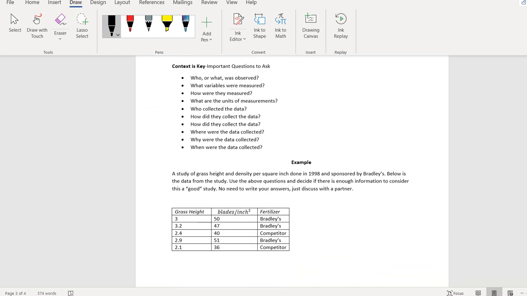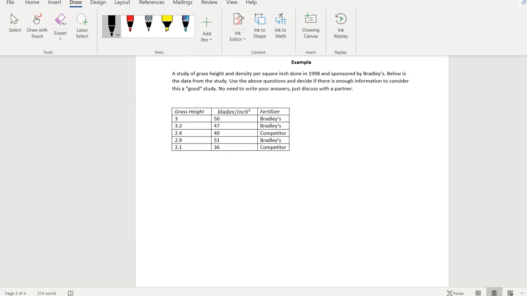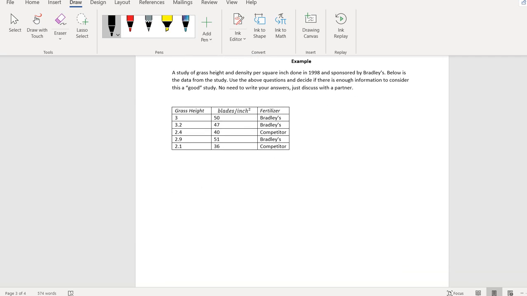Now, here are some important questions to ask whenever you're observing something. Remember, context is key. One of the things we want to know is who or what was observed, what variables were measured, how did they measure them, what units did they use, who collected the data, how did they collect it, where were they collected, why were they collected, and when were they collected. There are more questions that you'd like to ask, but these are the big ones. So what I would like you to do is pause the video and come up with some questions you would ask about this example.